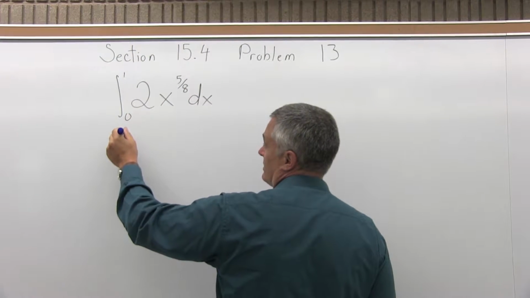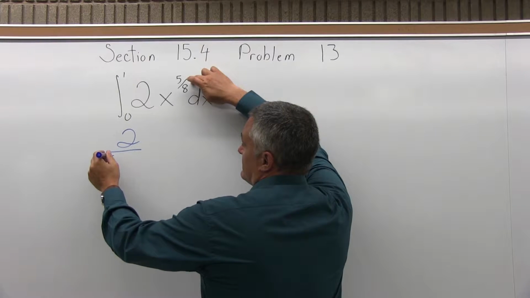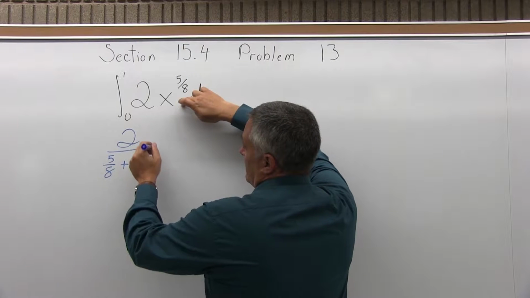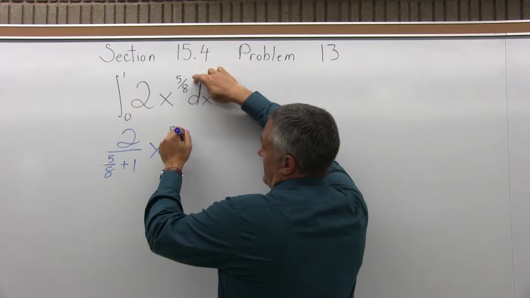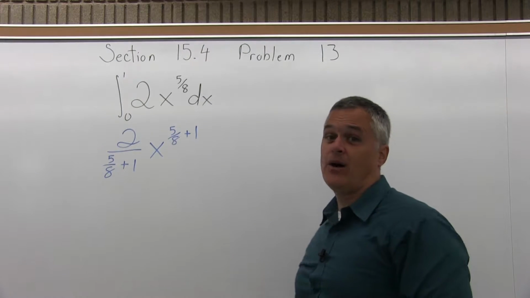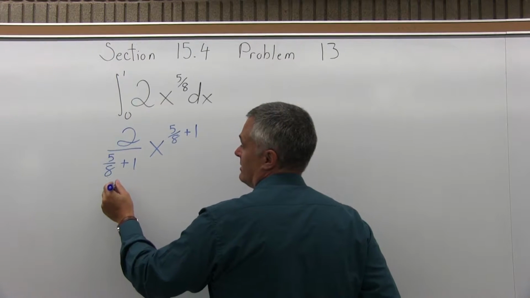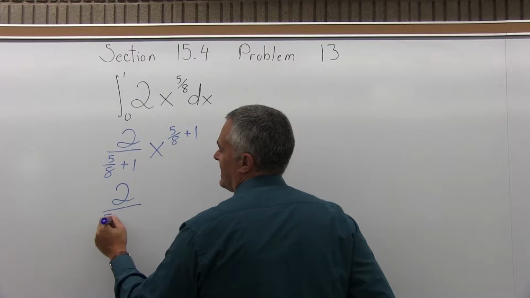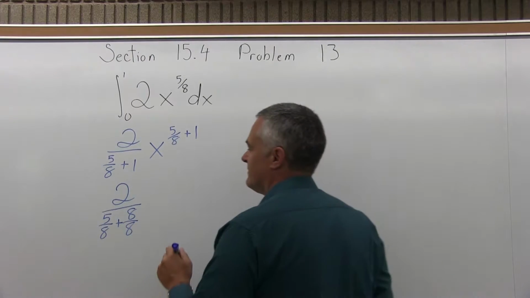When we do the integral, you'll have 2, the number in front, over the previous exponent, in this case 5/8 plus 1. Keep the variable x to the previous exponent, which is 5/8 plus 1. Now it becomes a matter of simplifying this messy fraction. Let me start with this: 2 over 5/8 plus, instead of plus 1, let me write that plus 1 as 8/8.